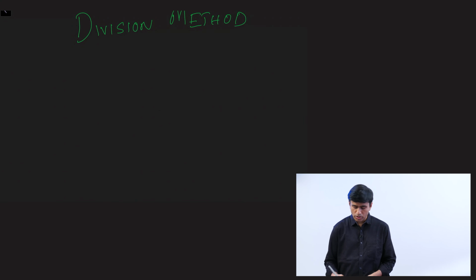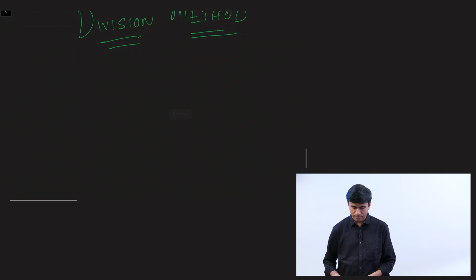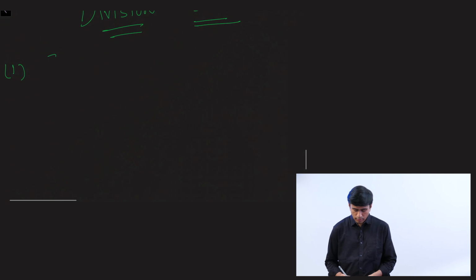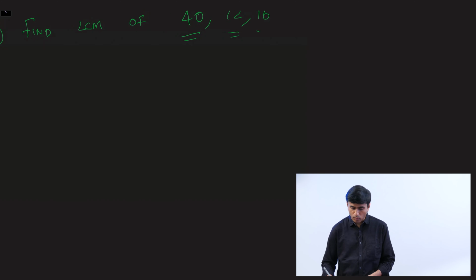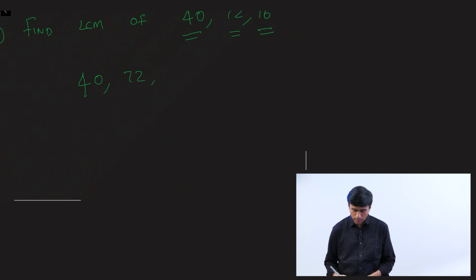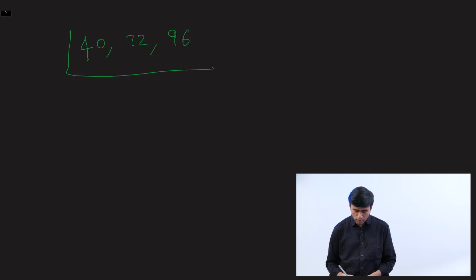Division method. This is the method commonly used to find LCM. So let's take an example. Find the LCM of 3 numbers, that is 40, 72 and 96. Let's find the LCM using the division method. We find the LCM by finding the prime factors of all the numbers simultaneously. I'll show you how to do that. Let's take all the numbers simultaneously and find the prime factors. So we start with 2.